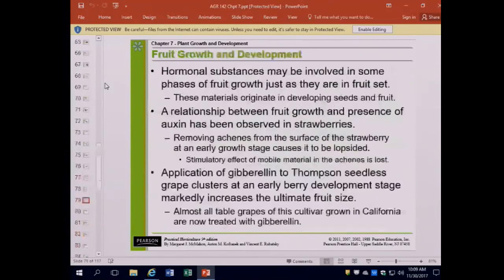One of the things it does mention here, it says the application of gibberellin to Thompson seedless grapes in their early development will increase the ultimate fruit size. Gibberellins is a growth hormone. It's a naturally occurring hormone, but there's been a lot of work done with the use of different hormones, both naturally occurring and some that have been synthetically done.